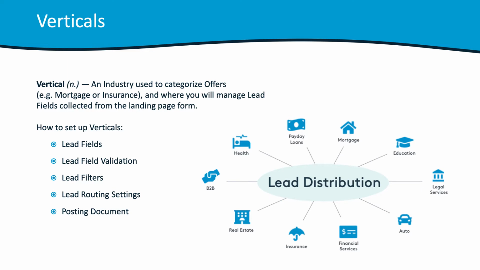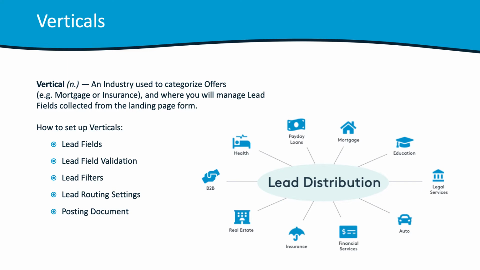These are obviously just examples. And more importantly, for lead distribution, verticals are going to be what defines the type of lead details that you're going to collect. So although every vertical may collect first name, last name, and email address, the types of information you're going to collect could vary greatly depending on the vertical itself.